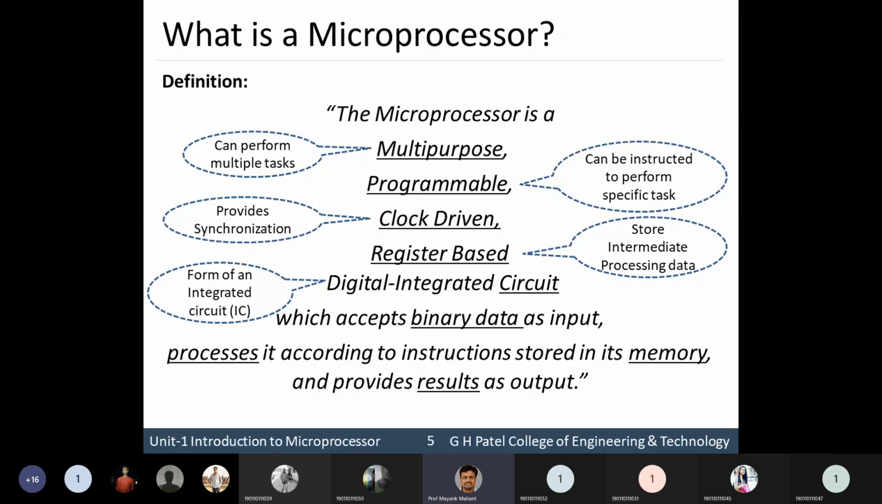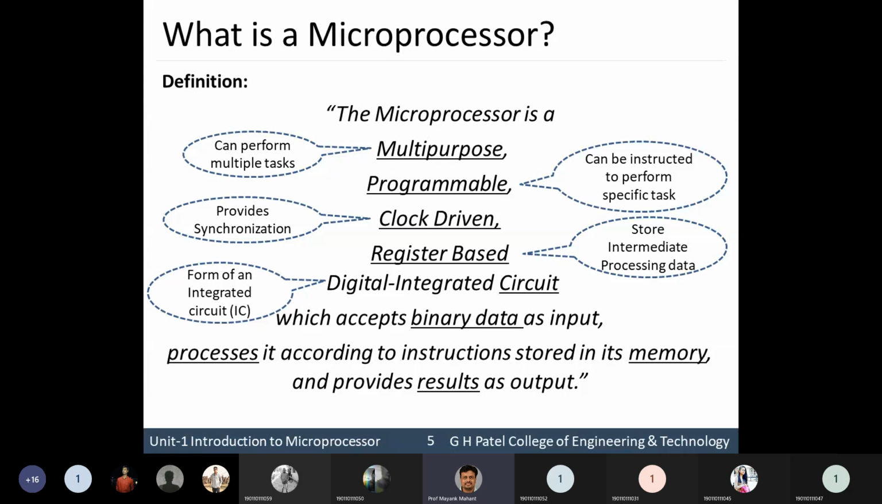There is a clock which is required. I have told you that a microprocessor is in all our systems. If every component of the system does not work in synchronization with each other, then the specific task cannot be achieved. So there must be synchronization between every component of your system, and that's why we have a clock. The clock helps us synchronize everything, so it is actually clock driven.